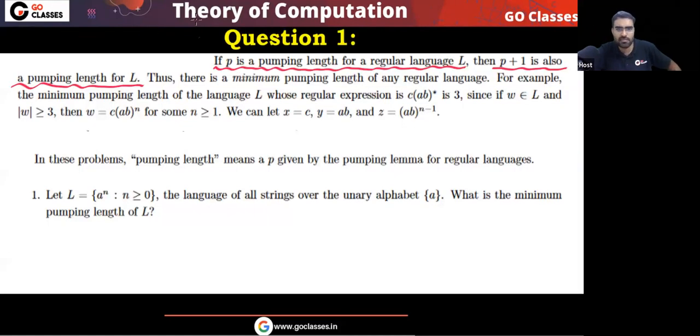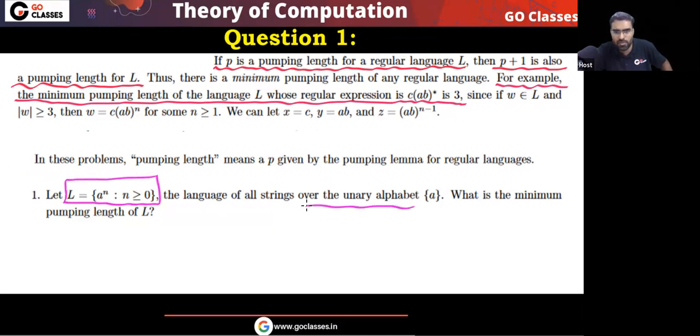So what this question is saying, this was our original question. They have taken this as an example: the minimum pumping length for the language whose regular expression is this is 3. You can check it out. Now the question is saying that in the following problem, we have to find the minimum pumping length for this language. Just by looking at the language, can you tell me what the answer will be? Without solving the question, you can say the answer will be 1.